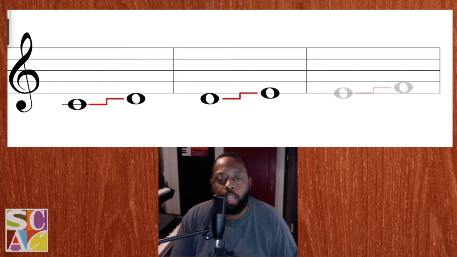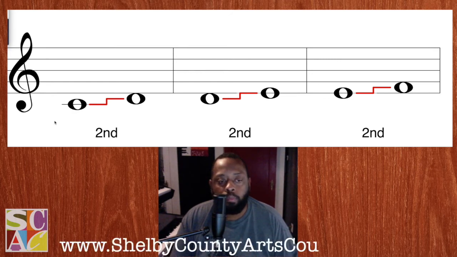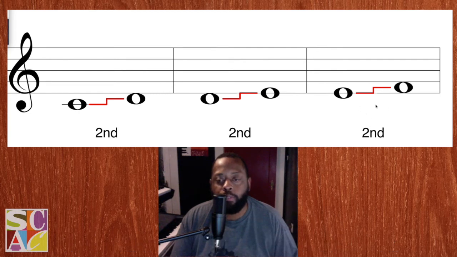So now let's look at the second. This is the second interval. Notice from C to D, the distance is a second. From D to E, the distance is a second. From E to F, the distance is a second. And the further you go out in distance, the interval is larger.